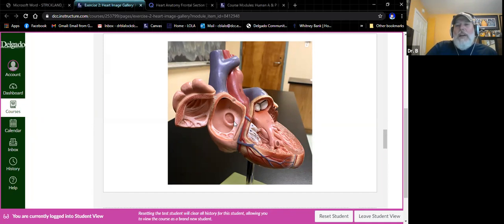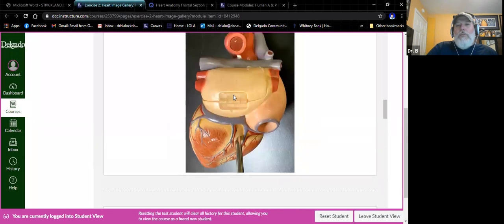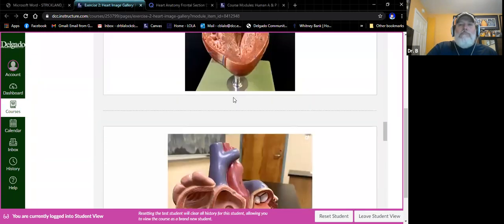This is just a kind of a lateral view. We're looking at this from the right side, so we would just consider this to be a lateral view. This would be an anterior view. There would be your posterior view.